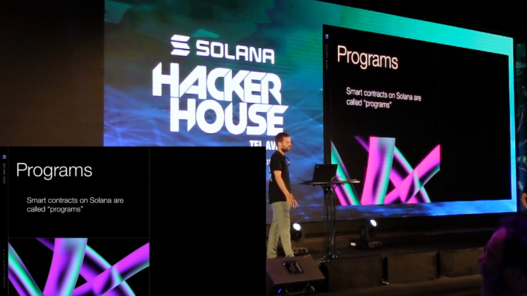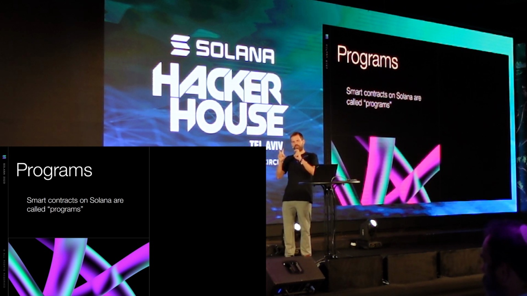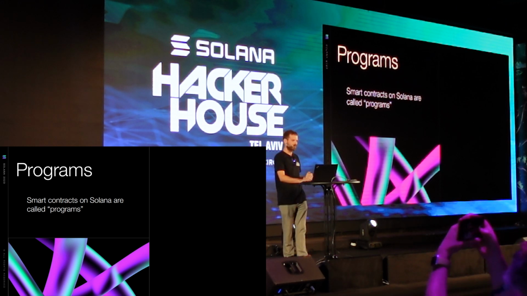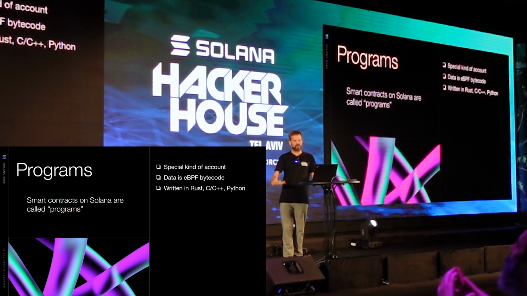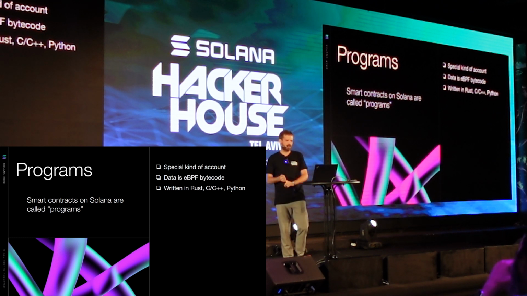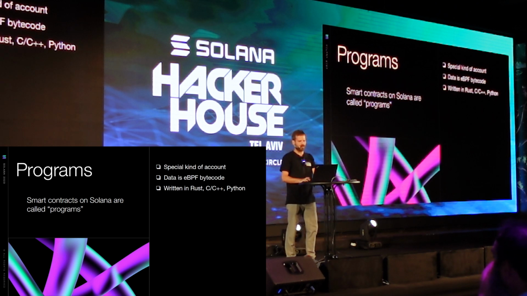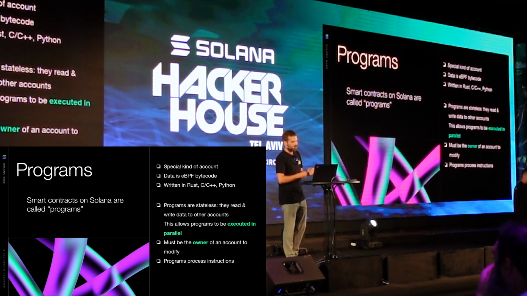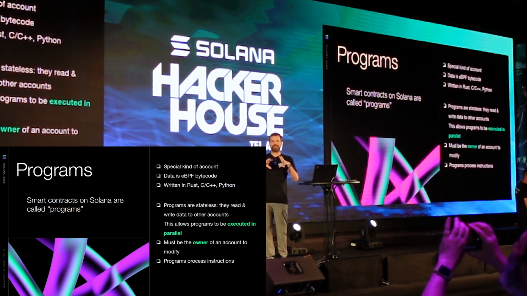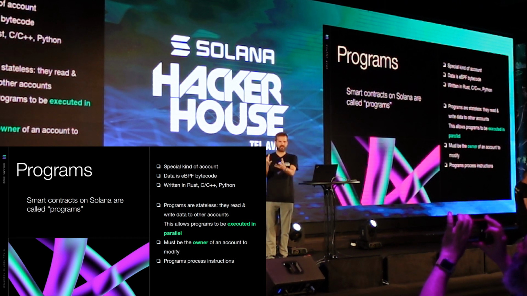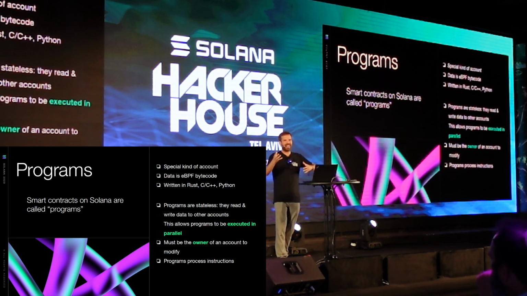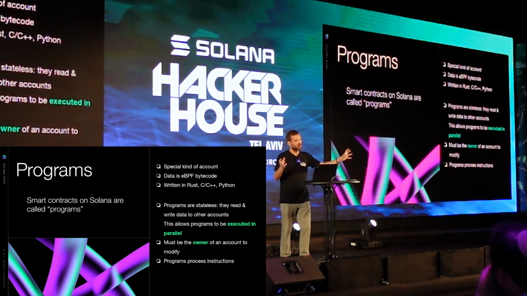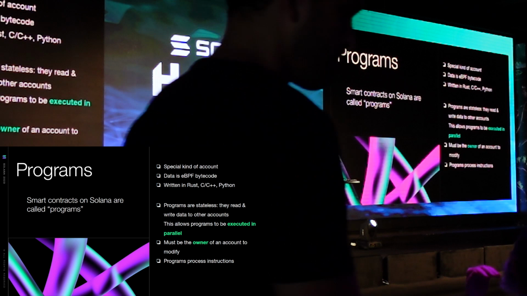Cool, so let's talk about programs. That's what other blockchains consider as smart contracts. On Solana we call them Solana programs. And a program is just a special type of account with an executable flag set to true, and it holds some bytecode. And that can be written in Rust, C++, or even Python compiles down to it. And programs are stateless. That means once I deploy a program, the data, so the executable, is written there, and it stays like that. In order to have actual state like data for your program, you need to use other accounts, like data accounts, for your program.